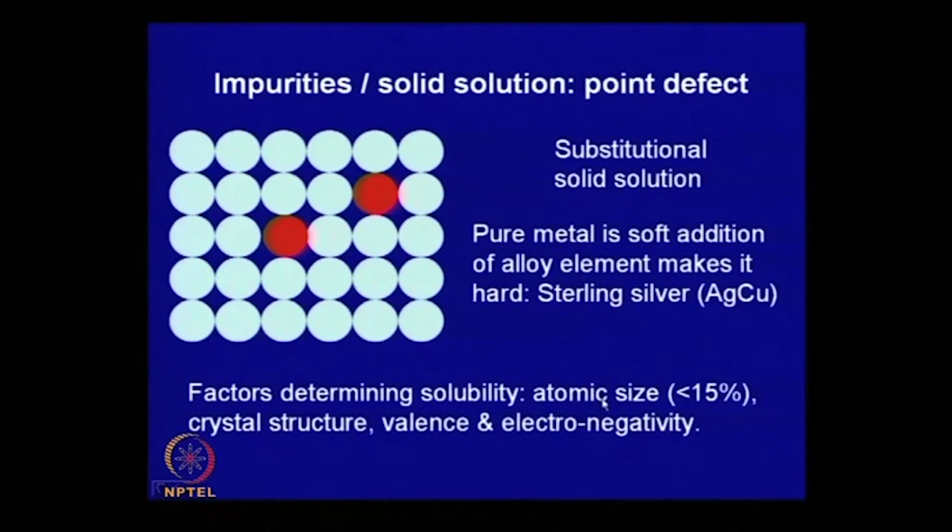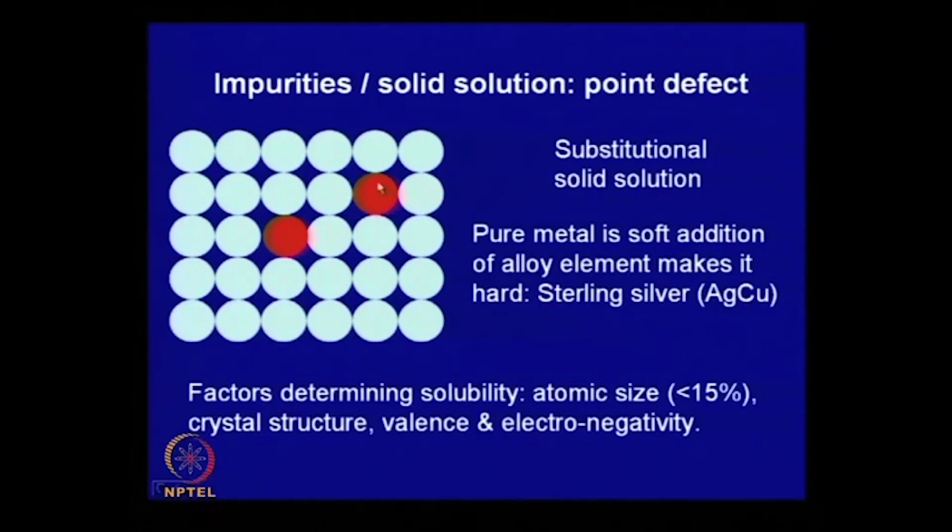So, one is atomic size. If this atomic size is nearly the same, you will find that the two can mix in possibly all proportion, or a large amount of the second element can be taken into solution, as shown here. So, this atomic dimension is the same, so there is no lattice distortion. In this kind of setup, a large amount of second element can be dissolved in the matrix, but this is very rare. Always you will find there is some amount of difference in size.